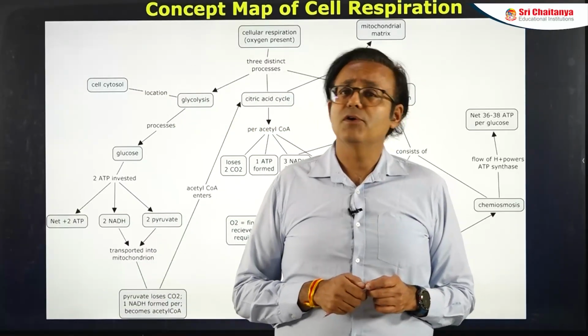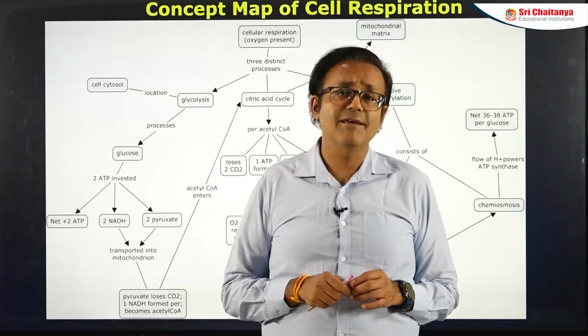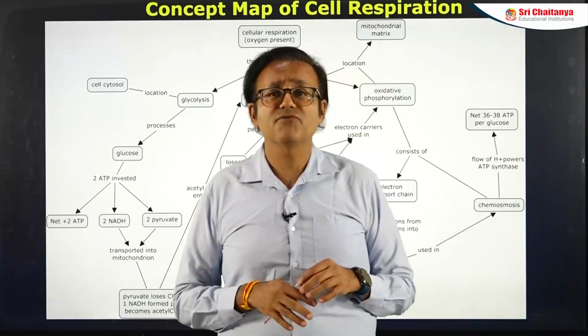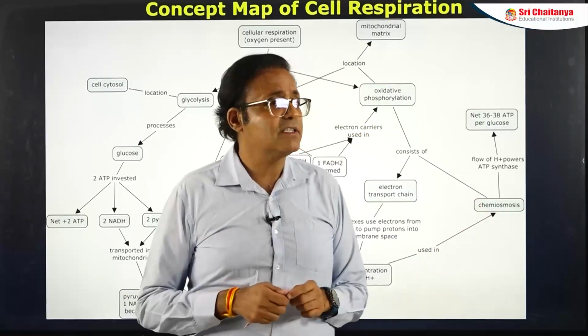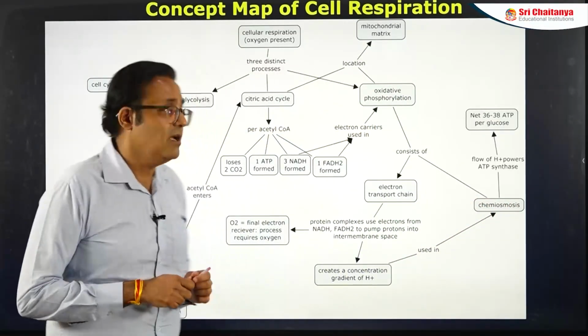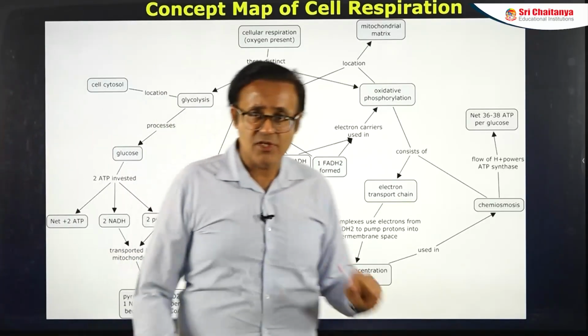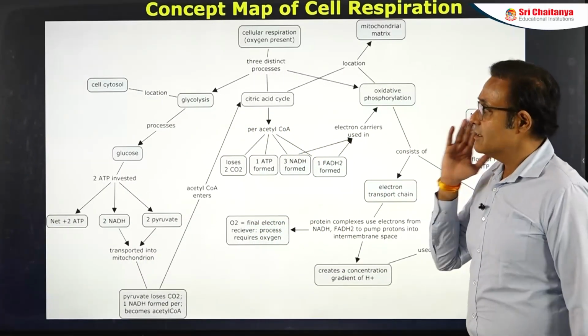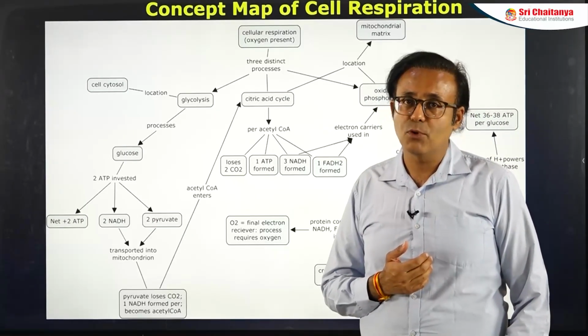Why so? Because you are aware of the two types of shuttle also, although not given in NCERT. If it is the glycerol 3-phosphate shuttle, then the net gain is 36 ATP. If it is the malate aspartate shuttle, then it is 38 ATP. Got it? So just go through and have a look at this concept map of cellular respiration. Got it, students? So let us now start with some of the important lines of the NCERT textbook after this.